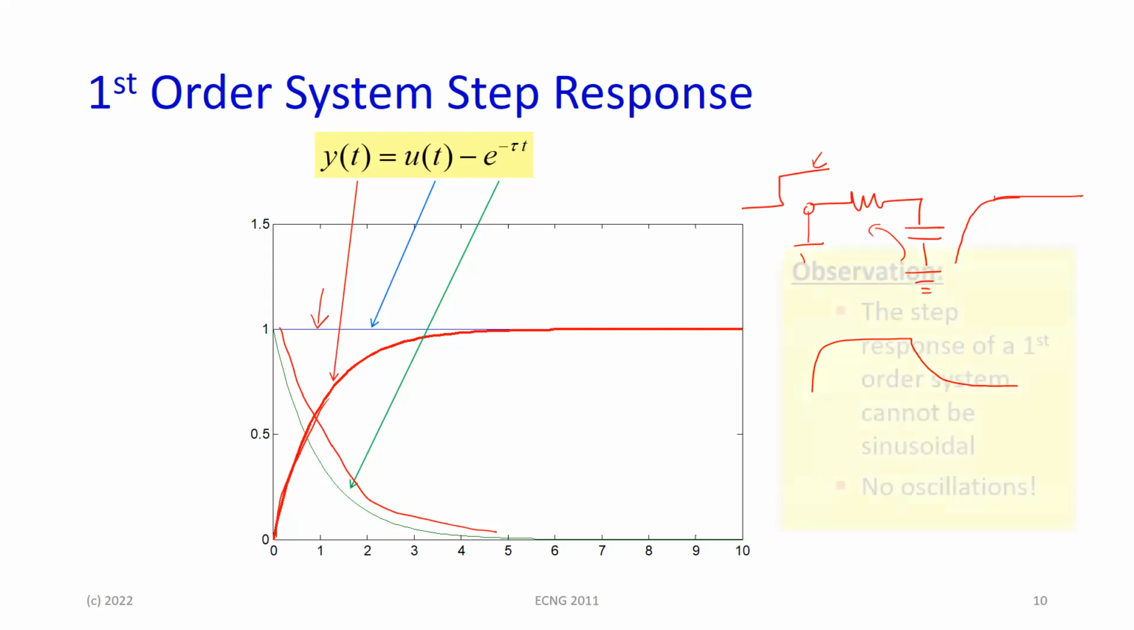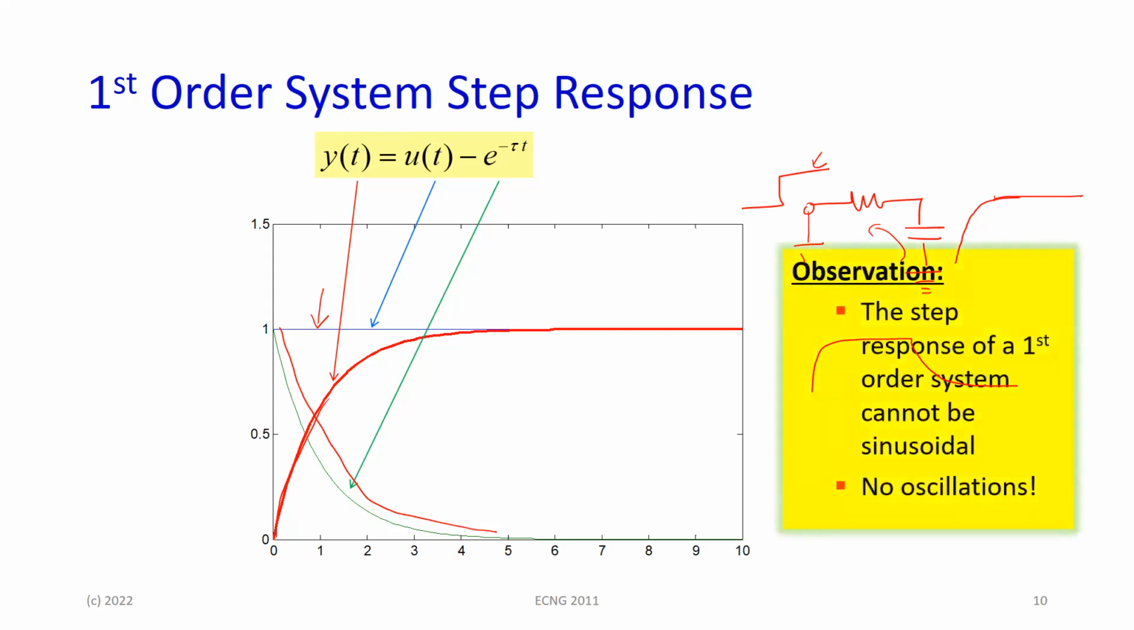Again, the main points here, notice there are no oscillations. So you're not going to see the final response doing all kinds of things like that. The step response of a first order system also cannot be sinusoidal and also will not have oscillations. So both the impulse and the step response for these types of systems will just start somewhere and end somewhere, and that's it. No jumping around as yet.